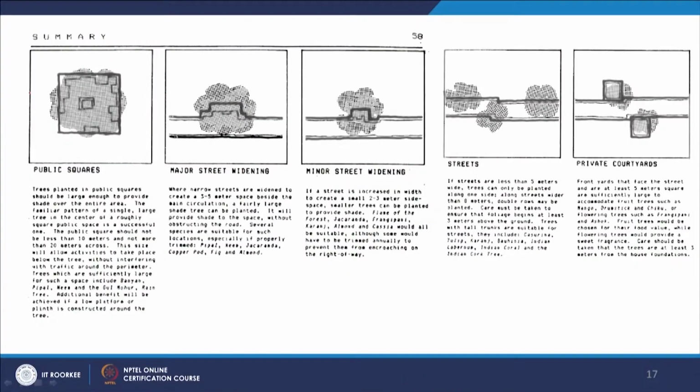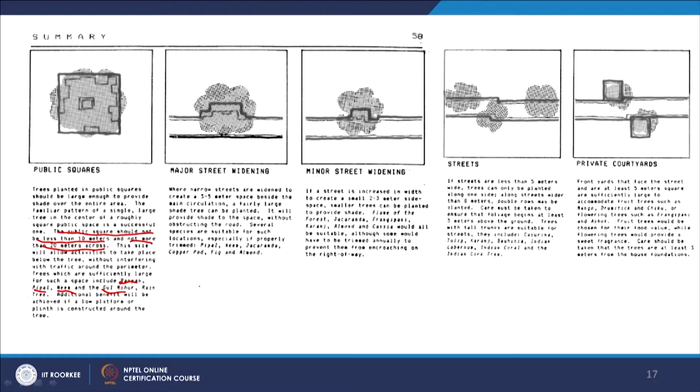So if you look at this summary, this is how they classify it. If it is a large tree, normally in public spaces, the public square should not be less than 10 meters and not more than 20 meters, so that the place below the tree does not interfere with the traffic around the perimeter. He also specified what type of trees are most suitable: the banyan, peepal, gulmohar and rain tree. So the nature of trees and the nature of spaces could also be associated with the species of the trees.